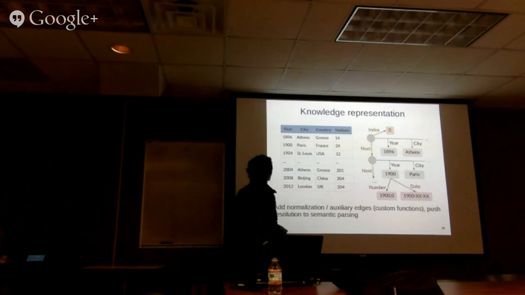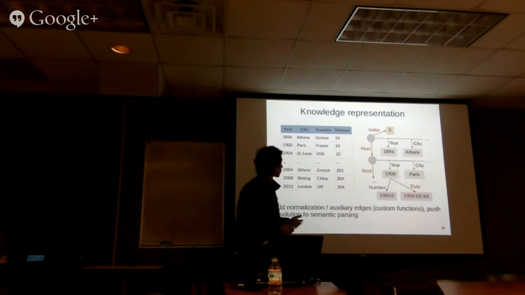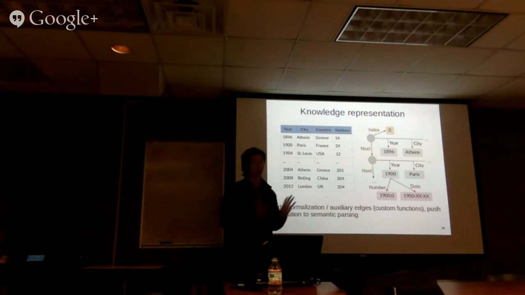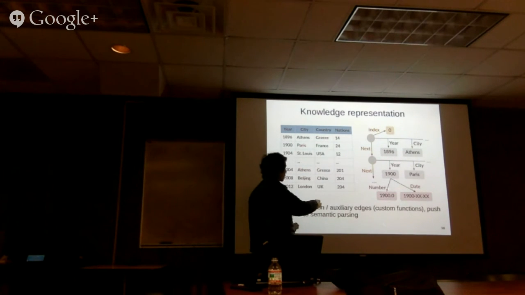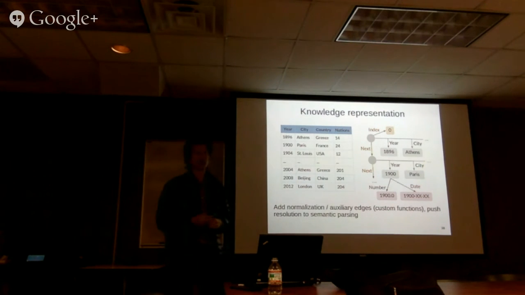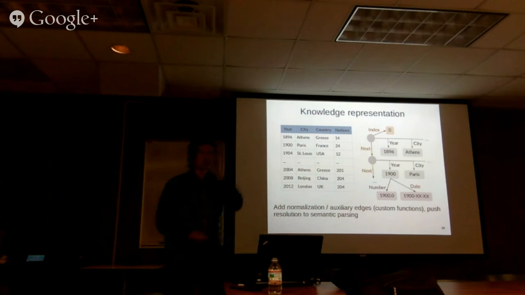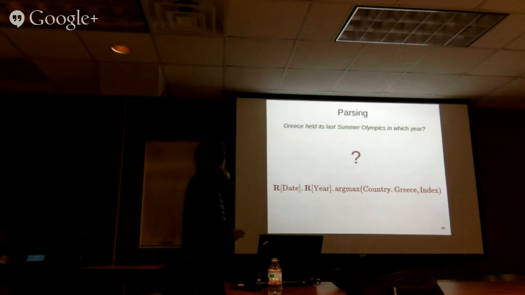The way we represent tables is as a graph. I'll point out one interesting aspect: I said these things are not normalized, because if you see 1900, you don't necessarily know if that's a number or a date. So we don't decide when forming the graph. We just create auxiliary edges that capture the two possible interpretations, and then we leave it to the semantic parser to traverse one of these edges to produce the answer.